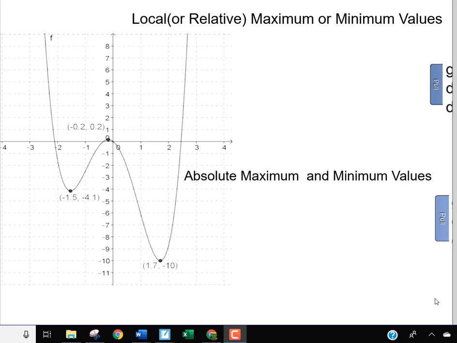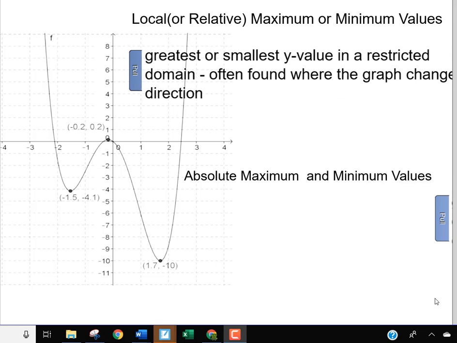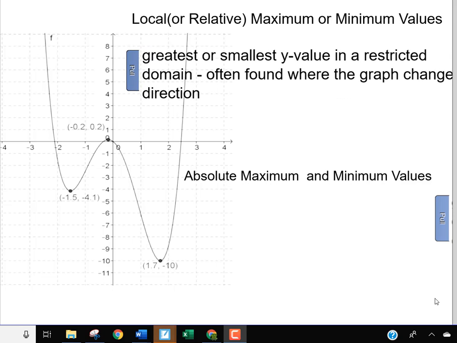Hey everybody, this is a video on local and absolute maximum and minimum values. This can be located in the packet of notes that we started last class. A local or relative maximum or minimum value is defined as the greatest or smallest y value in a restricted domain. This is often found where the graph changes direction.